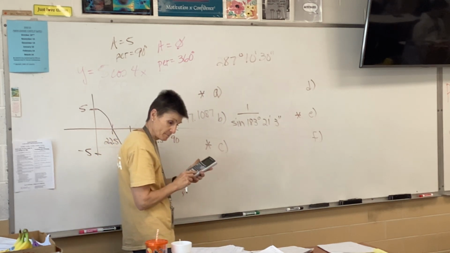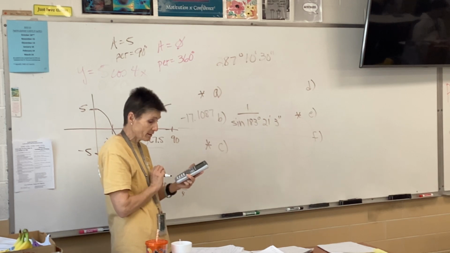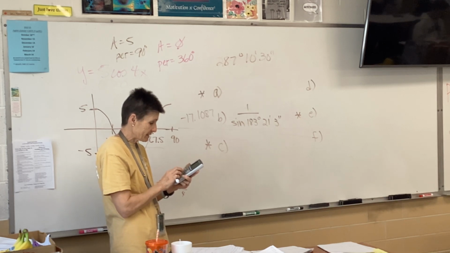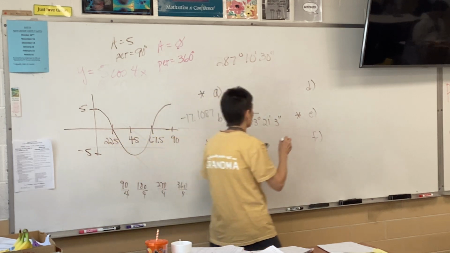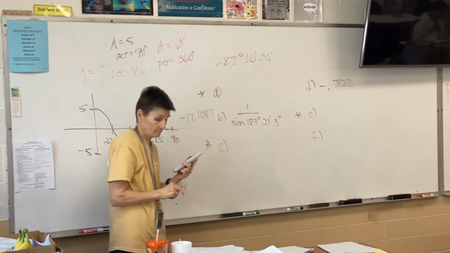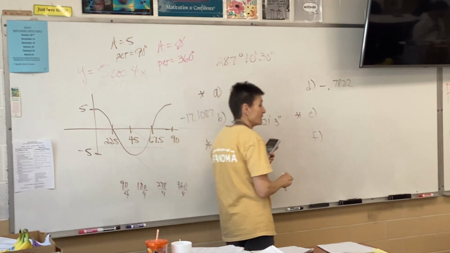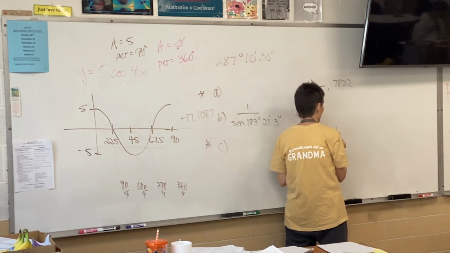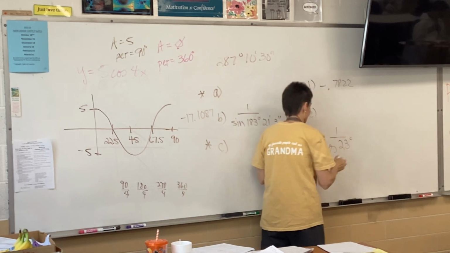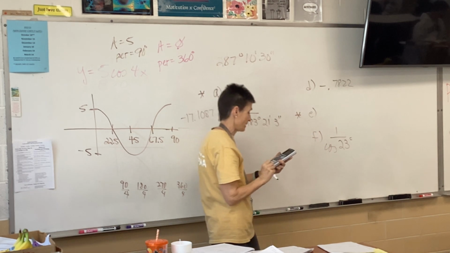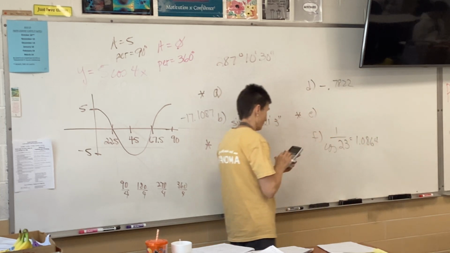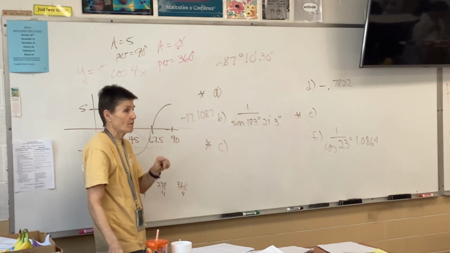Okay, I'm not doing C. D, I can just type in tangent 321 second angle degrees, 58 second angle minutes, negative 0.7822. And how about F? How do I type in F? 1 divided by cosine 23, 1.0864. Does anybody have an issue with those?